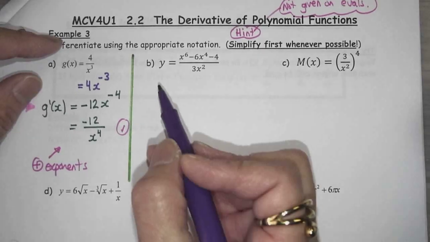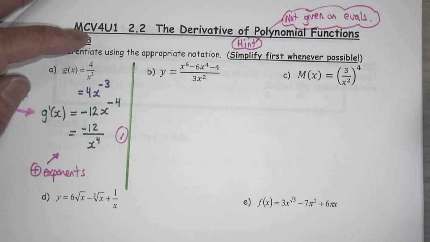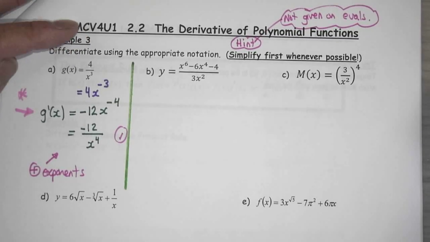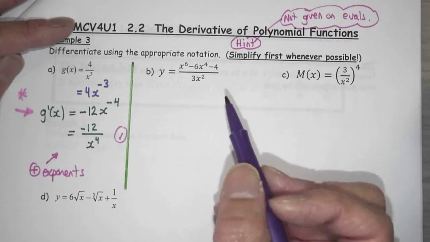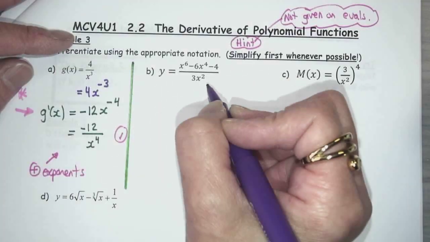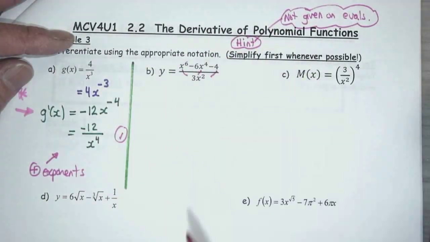So dy by dx, so normally people go, okay, dy by dx. You can't write it yet. Don't write dy by dx yet, because what I'm going to do first is simplify it, because I can't do division. So division's not allowed yet. So I'm going to divide each one. So I want to divide each one in 1, 2, 3.